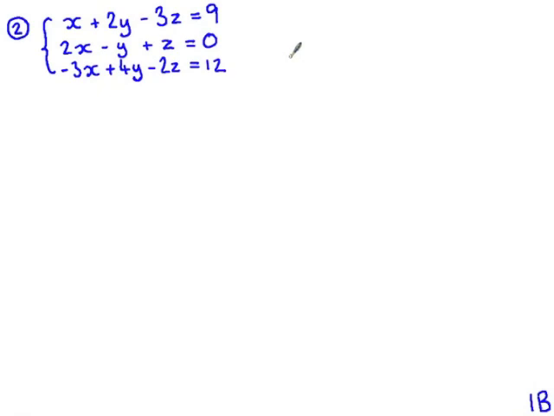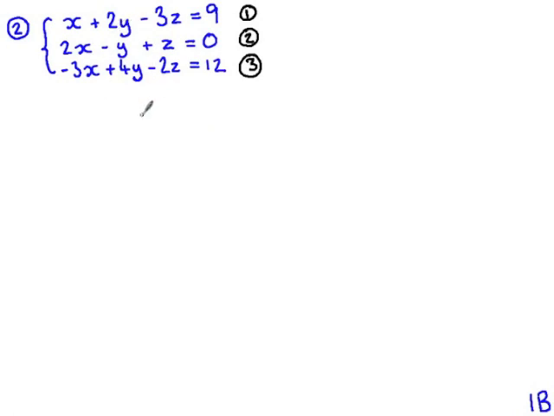Now we're going to expand this method to solve a system of three equations with three unknowns, x, y and z. I'll start by numbering the equations 1, 2 and 3. And just as before, there are a couple of different operations that we can perform. We can multiply each term in the equation by the same constant, or we can add or subtract equations together.